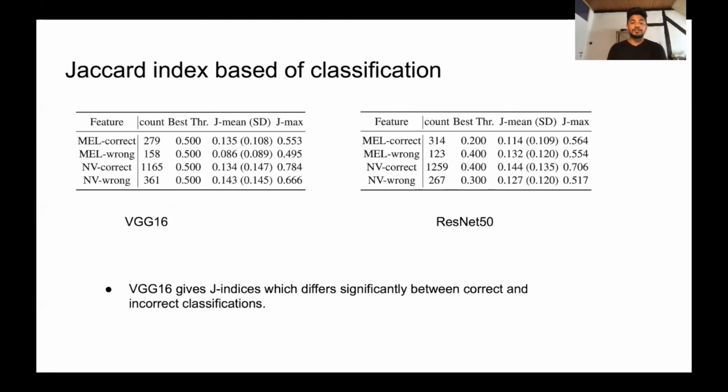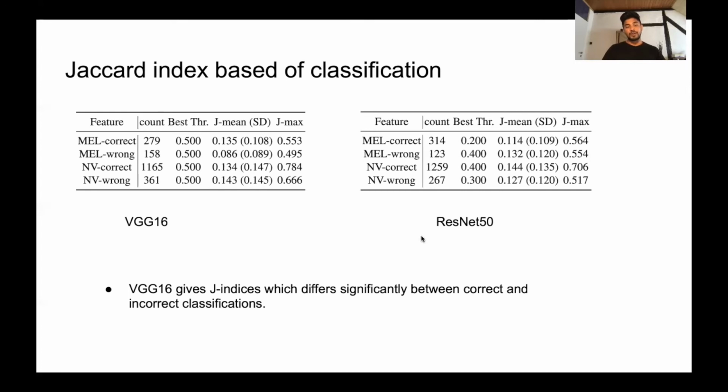So the Jaccard index, based on classification: we found that for a correct melanoma class, the best threshold value is 0.5 and the Jaccard index is 0.15135 in VGG. And for wrong melanoma classification, the Jaccard index is very low, 0.086. On the other hand, for ResNet 50, the Jaccard index doesn't vary very much. They are very close for wrong and correct classification.